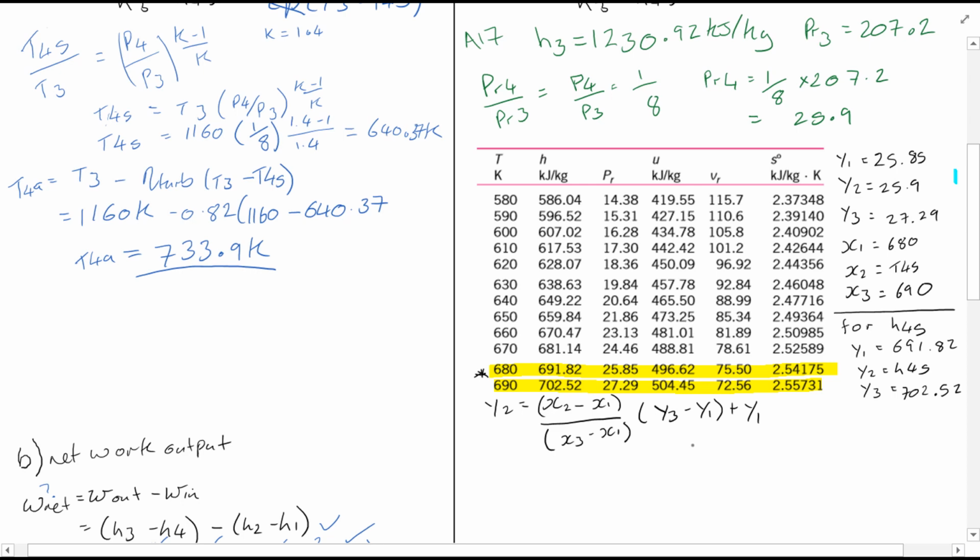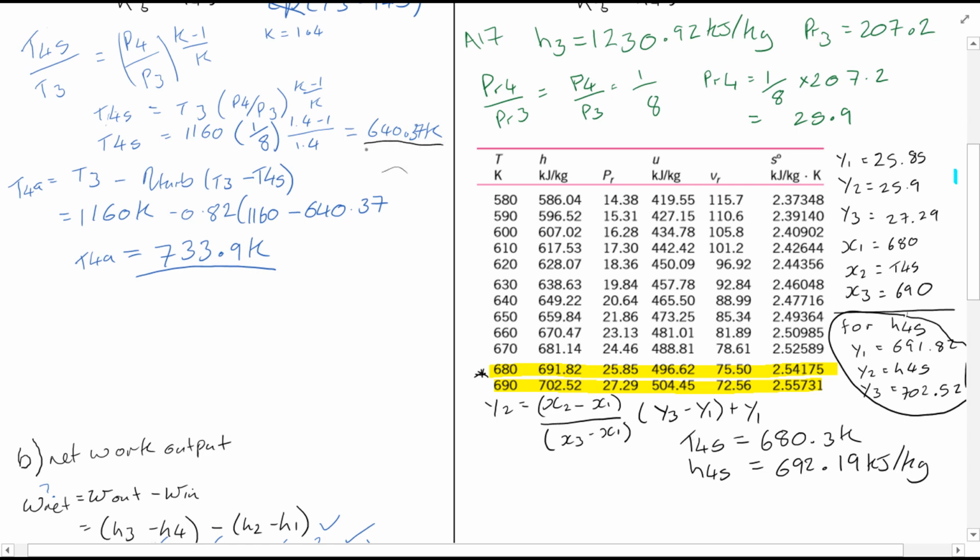And when you sub those values into the equations, you'll see that T4S is equal to 680.3 Kelvin. I've also interpolated while I'm here to find H4S, and that's equal to 692.19 kilojoules per kg. So you'll notice here we are getting slightly different values for T4S compared to when you look over at the other side.